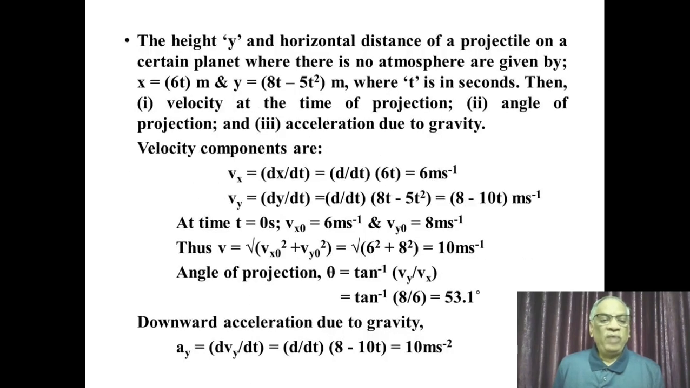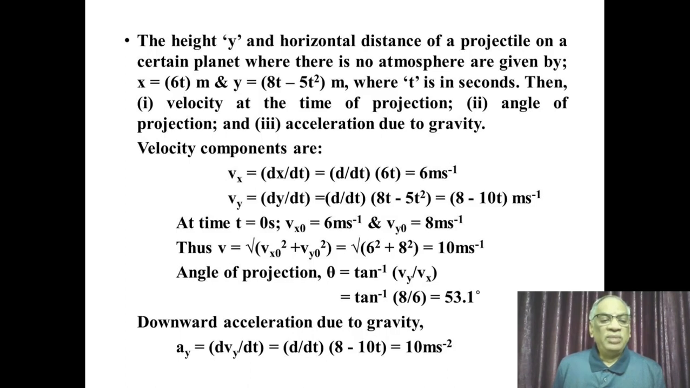Now the height y and the horizontal distance x of a projectile on a certain planet where there is no atmosphere, I mean there is no air resistance, are given by x is equal to 6t, where t is the instant of time, and y is equal to 8t minus 5t square meters, where t is in seconds.